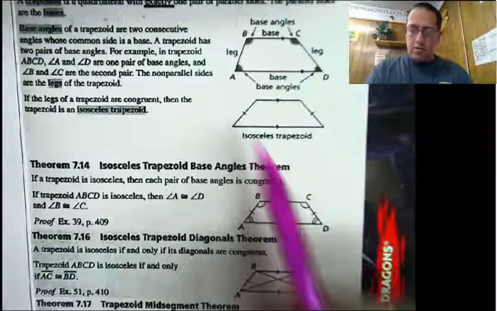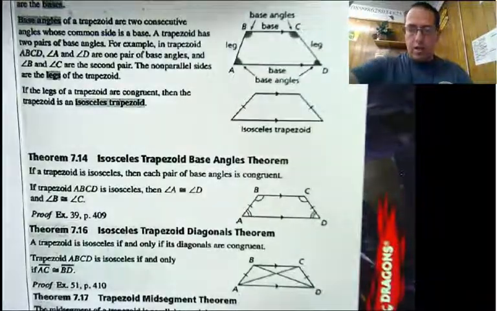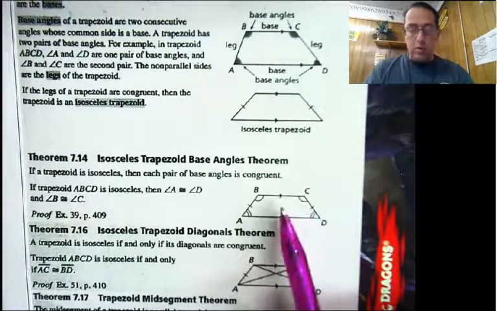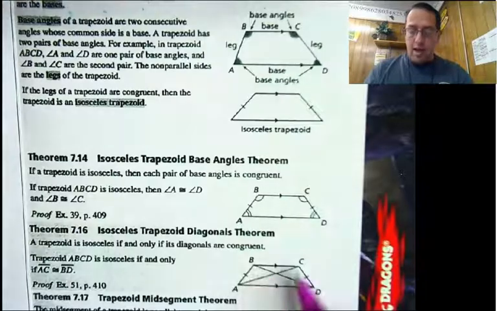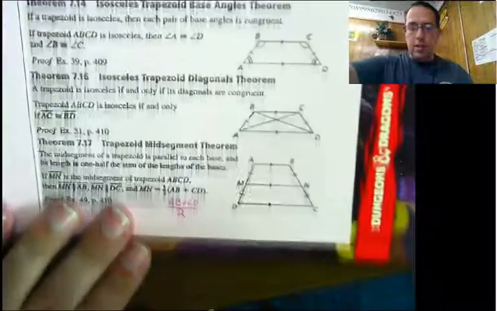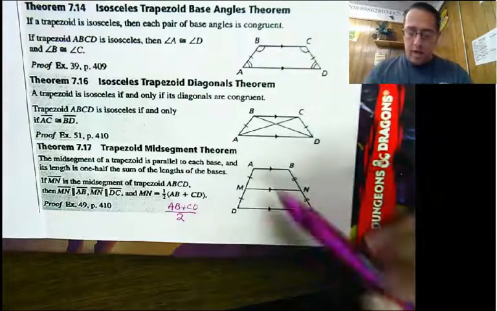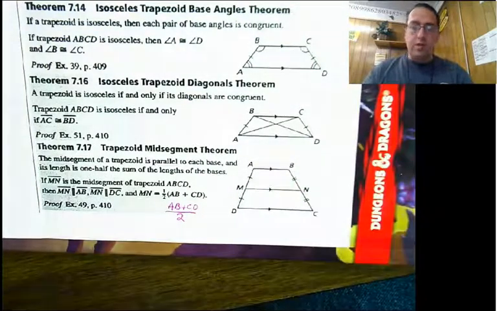If the legs are congruent, it's isosceles. If it is isosceles, those sets of base angles will be congruent to each other, and the diagonals will be congruent to each other. And lastly, the midsegment of any trapezoid is going to be half the sum of the two bases.